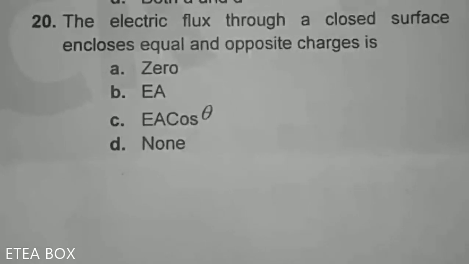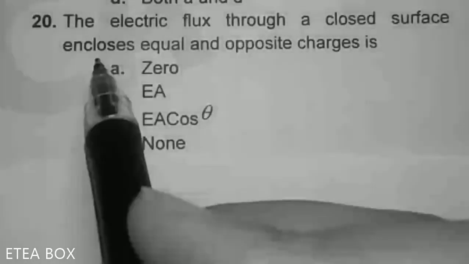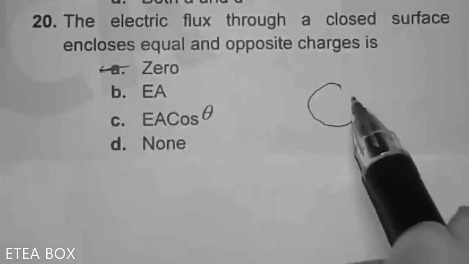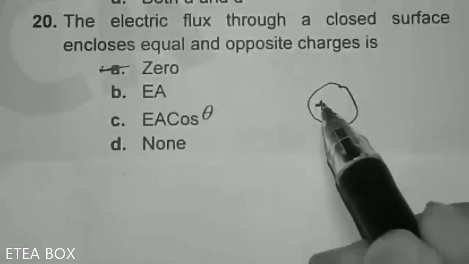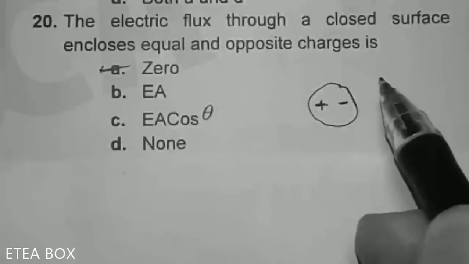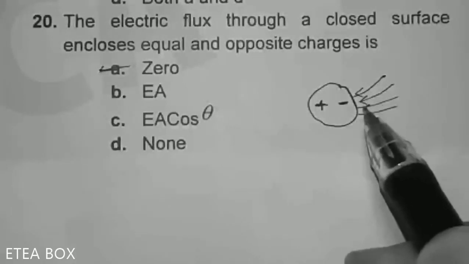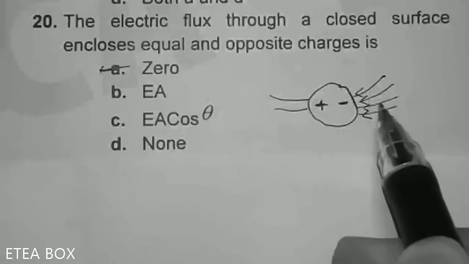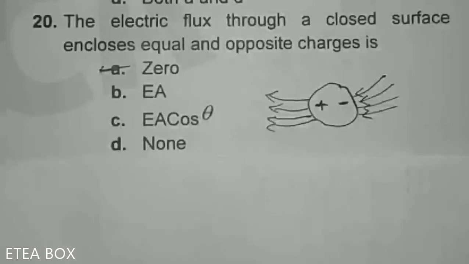The electric flux through a closed surface enclosing equal and opposite charges is 0. Now look here, it's a surface, and equal and opposite charge means, let's suppose this one is positive and this one is negative. We know that the flux will enter like this, and it will leave the surface: 1, 2, 3, 4. 4 field lines will leave the surface because the charge is equal and opposite.